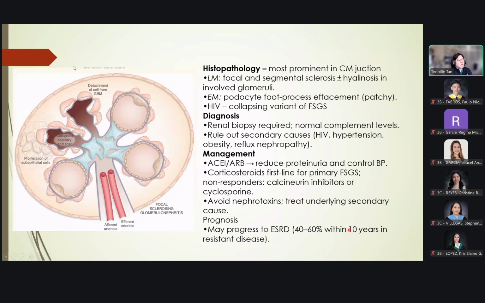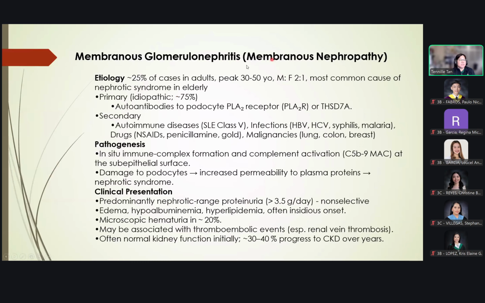So here now, the next condition is membranous glomerulonephritis, or membranous nephropathy. So etiology here: if you see something like just membranous, it's mostly a nephrotic presentation. Similar when we talk about lupus, if they have your membranous classification, then it's usually a nephrotic type of presentation. So etiology is about 25% of cases in adults.